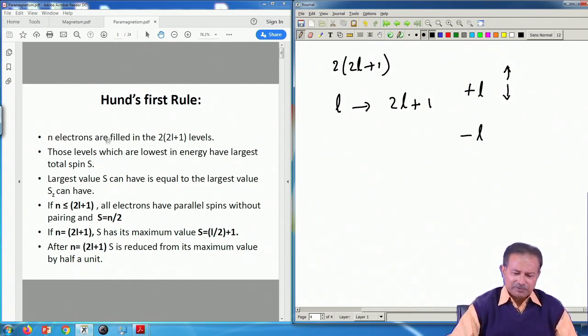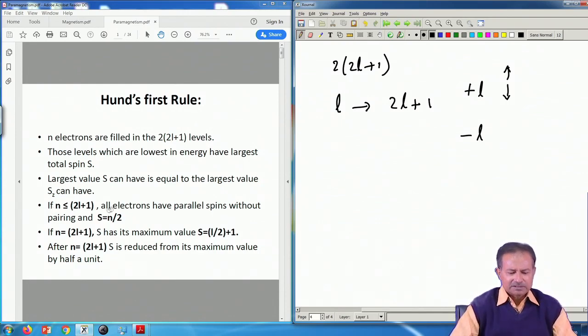So, these n electrons are filled in 2 into 2L plus 1 levels, as I just showed. Then what you have to do is to first maximize S. What is the maximum value of S, which is basically the largest projection of S along the direction of quantization, which is the Sz. So, the largest value of Sz is the same as the largest value of S. So, you put the electrons in that.